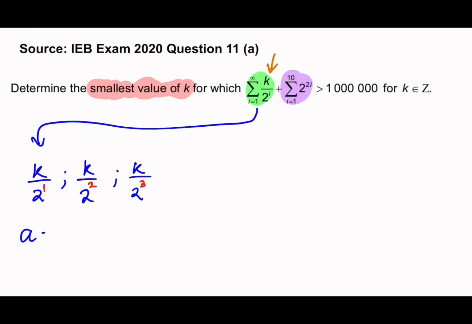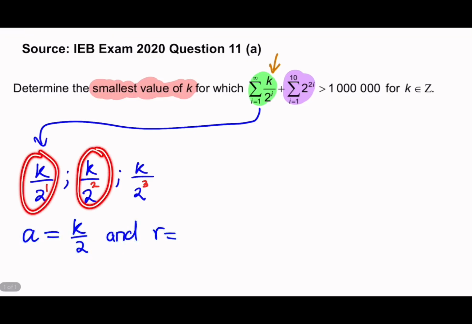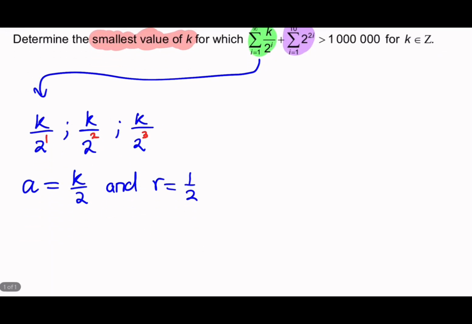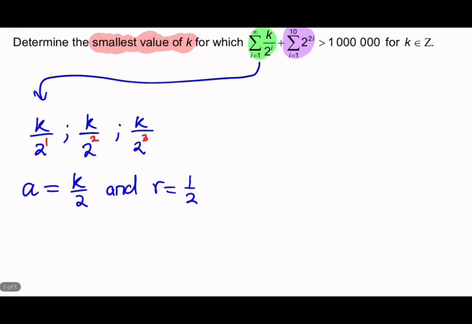So a, in this case, becomes k over 2, and r, if you think about it, because you're just going to take this and divide it by the previous one, you would realize that in order to move from here to there, you must have multiplied by 1 over 2. So r is just 1 over 2. And you can show that by just taking this and dividing it by the previous one if you'd like to do that.